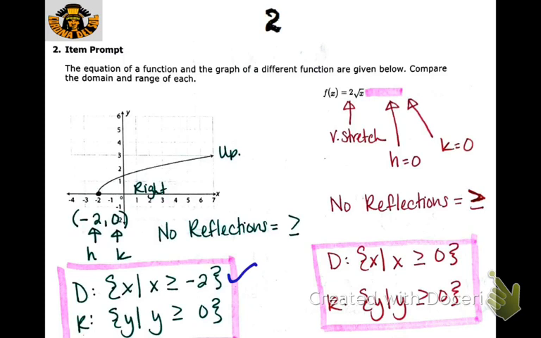for that range. And then this one on the right, it doesn't have any big transformations, left and right or up and down, so it's going to be the same as normal. It's just x is greater than or equal to 0 for the domain, and the range you can see there as well. The 2 just vertically stretches it, but it doesn't change the domain and range.